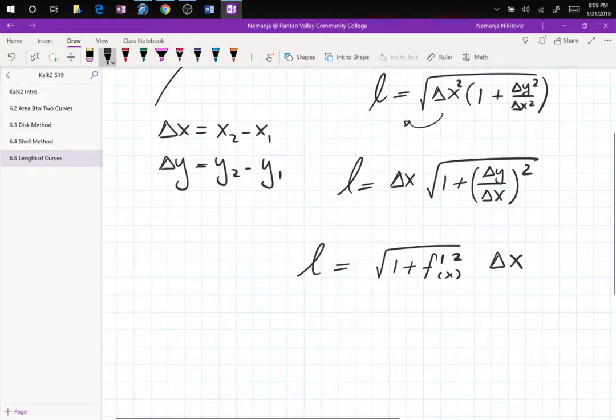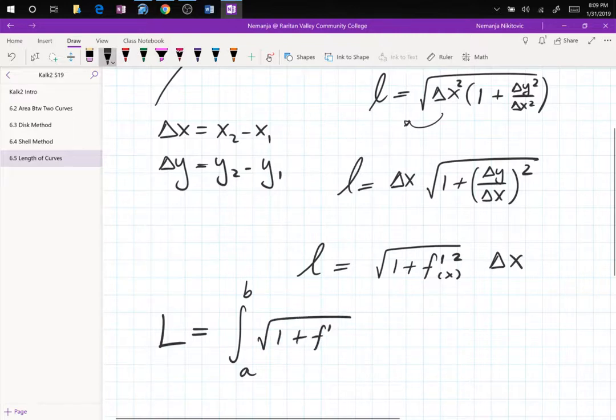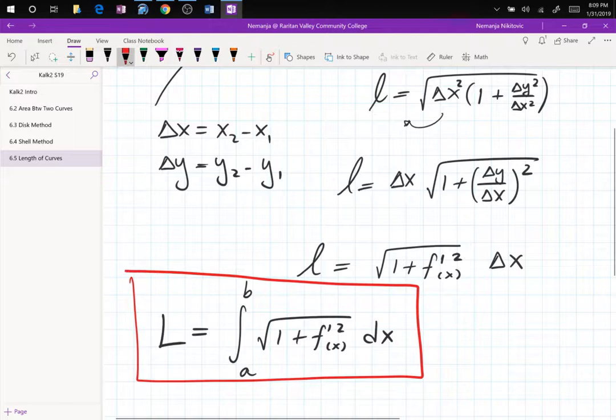So for our formula, when you do infinitely many delta L's that are very small, you use the limit and the Riemann sum and all of that stuff. This works out to be the integral from a to b of the square root of 1 plus f prime squared of x dx, which is that delta x from before. It's a really cool calculation. It's just that Pythagorean formula.